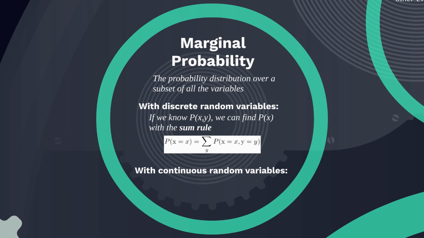With continuous random variables, you might guess, instead of a summation, we're going to use the integration over all possible values of y. So we have p of x equals the integration of p of x, y with respect to y, so dy here. So over all possible y values, we're going to be taking the summation, the area under the curve, to find the marginal probability.